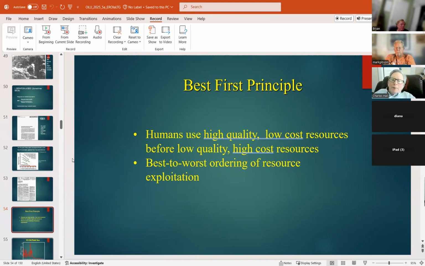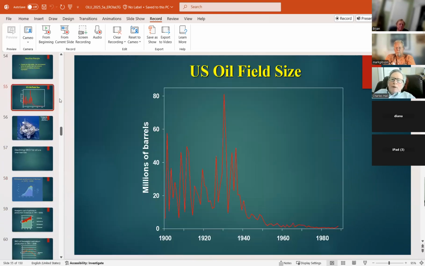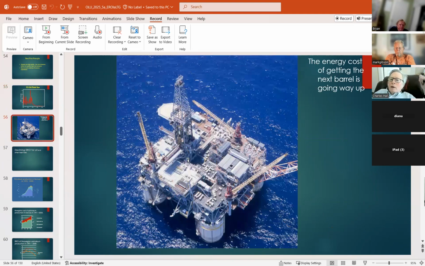And to give you an example from oil, this is the size of the oil fields that we discovered in the United States. We used to find 40, 80 million barrel fields, and then we are finding much smaller fields as time went on. And so increasingly, we had to find a large field. We had to go offshore, and obviously this is a lot more expensive to make a structure like this. It takes a lot more energy than just putting up a drilling rig on the coastal plain of Texas.